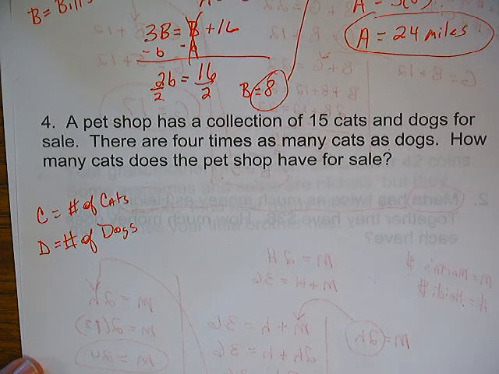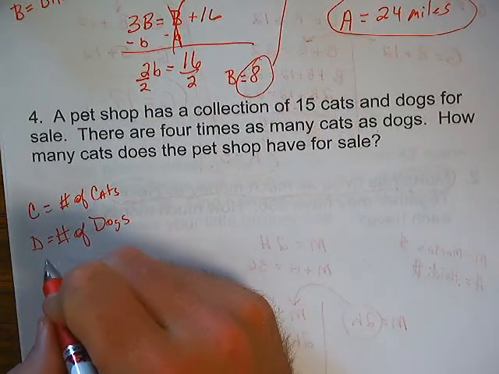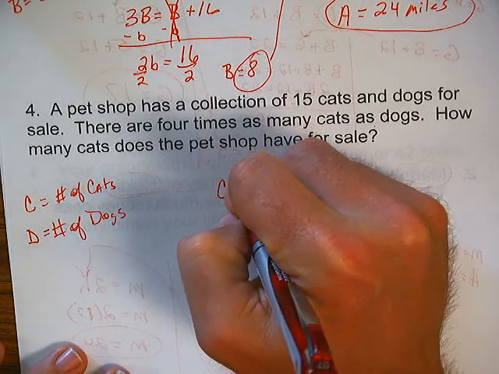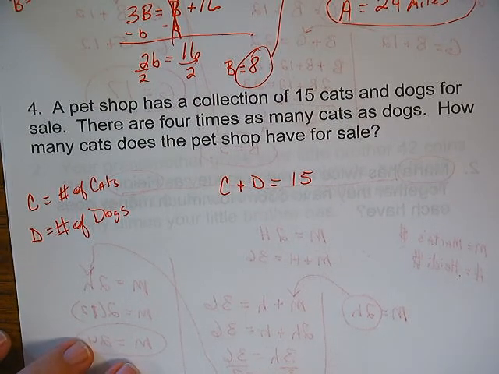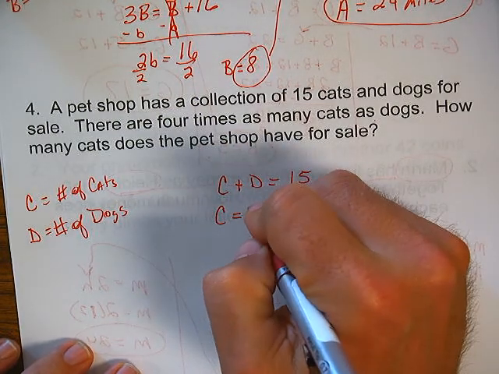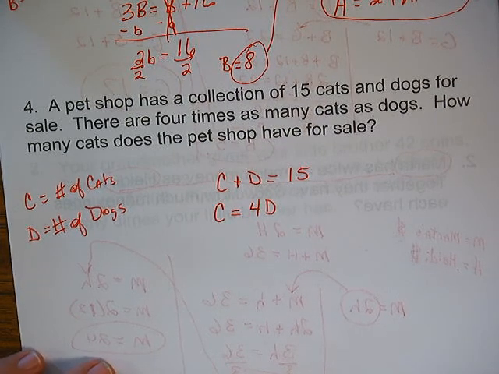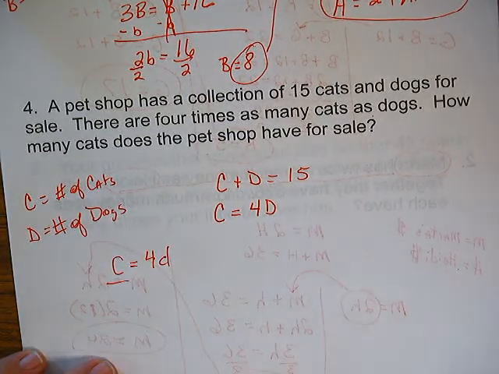Okay, so now, first sentence, a pet shop has a collection of 15 cats and dogs. So using a C and a D, how do I say there are 15 of them? That would just simply be C plus D equals 15. Then the second sentence, there's 4 times as many cats as dogs. So there's more cats, so C equals, how would I say 4 times the number of dogs? Just be 4D. Once again, it's set up for substitution. Solve for a single variable. It's already done. The C is by itself.